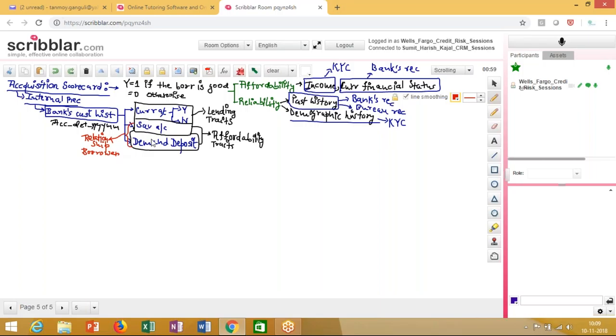Now, apart from this, there are other factors which would help us in identifying the affordability and the reliability of the model. So apart from the bank's customer history, there are other factors involved as well. What are those factors? The next set of factors is the customer information. So over here, the next set of files that we can have is customer info.